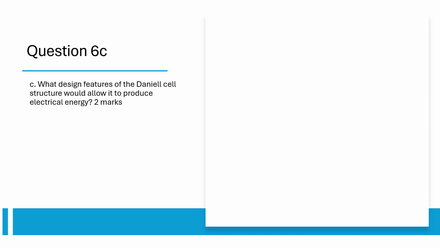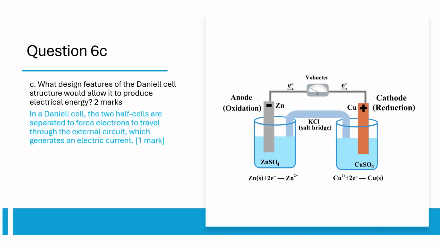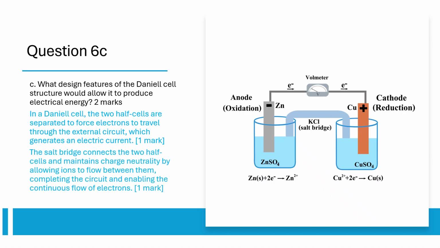In a Daniell cell, the two half cells are separated to force electrons to travel through the external circuit, which generates an electric current. The salt bridge connects the two half cells and maintains charge neutrality by allowing ions to flow between them, completing the circuit and enabling the continuous flow of electrons.